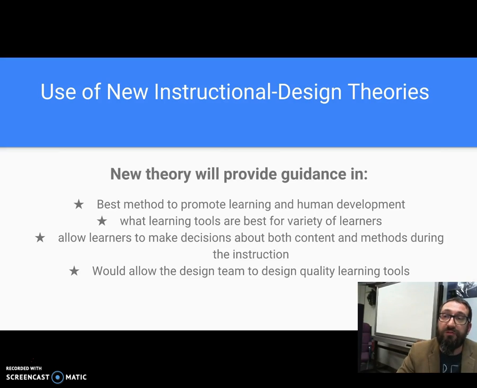The use of the new instructional design theories. The new theory will provide guidance in the best methods to promote learning and human development, and what learning tools are the best for a variety of learners. It will allow learners to make decisions on both content and methods during the instruction, and would allow the design team to design quality learning tools.